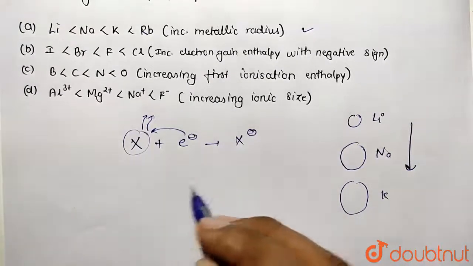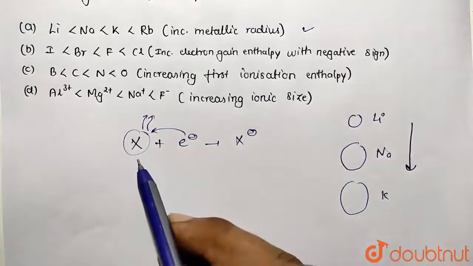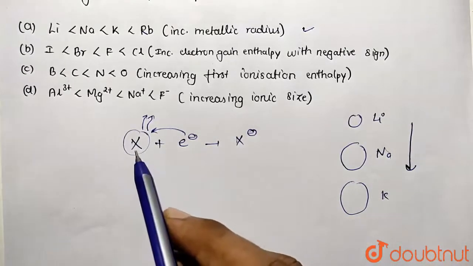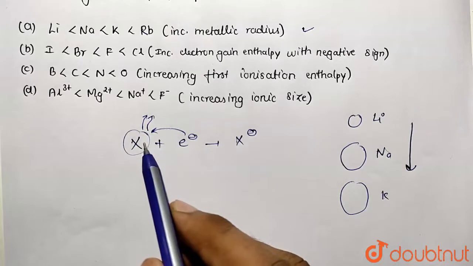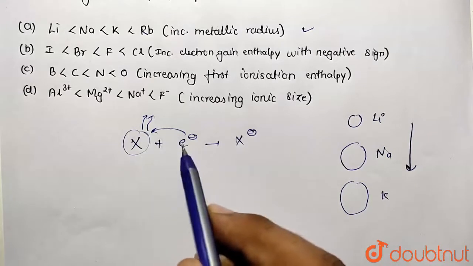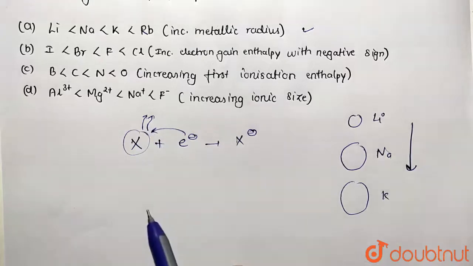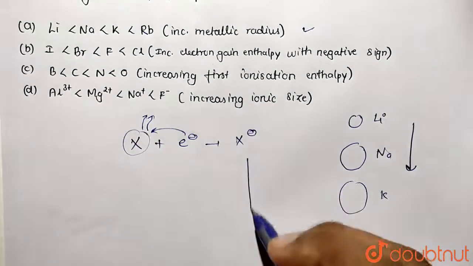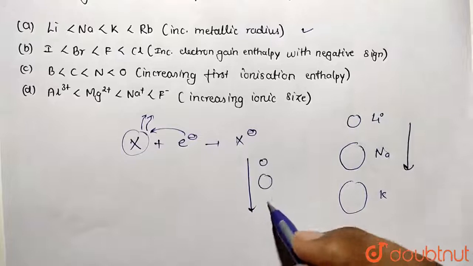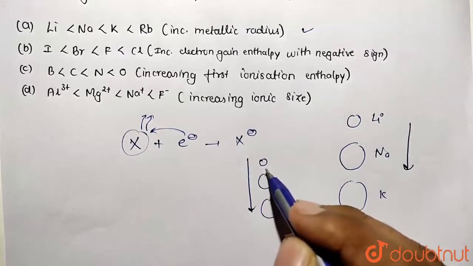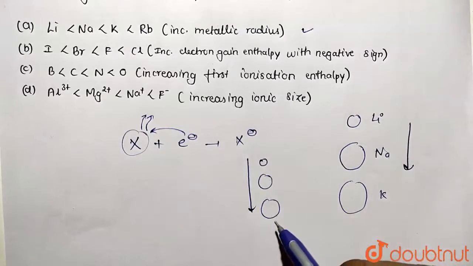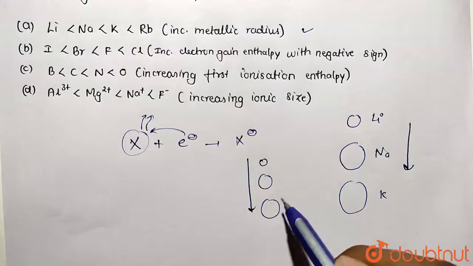Now over here, what should be the general trend? Smaller will be the size, closer will be the nucleus, so that it can easily accept an electron. So if it is easily accepting, that means more energy will be released. What happens as we move down the group? Correspondingly size increases, so the distance from the nucleus also increases as we move down the group. So its attraction power also decreases.